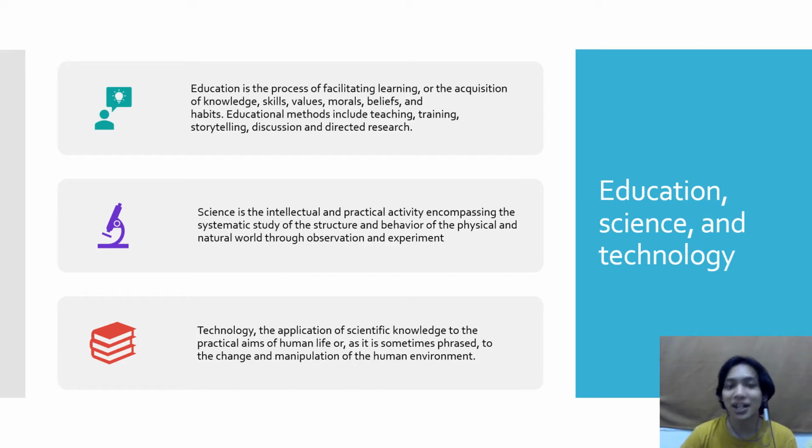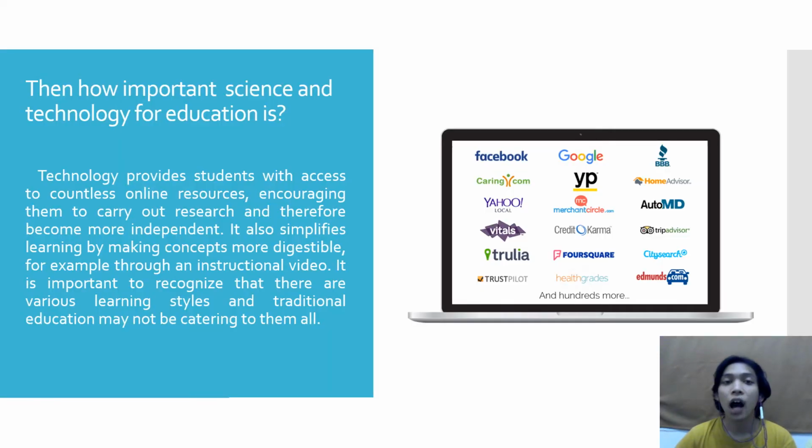And the last is technology. Technology is the application of scientific knowledge to the practical aims of human life, or as it is sometimes phrased, to the change and manipulation of the human environment. Then, how important are science and technology for education?